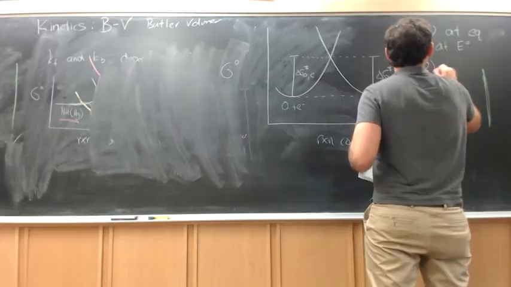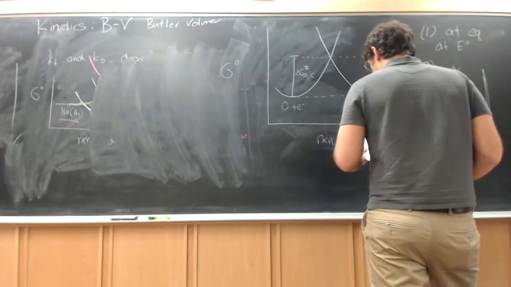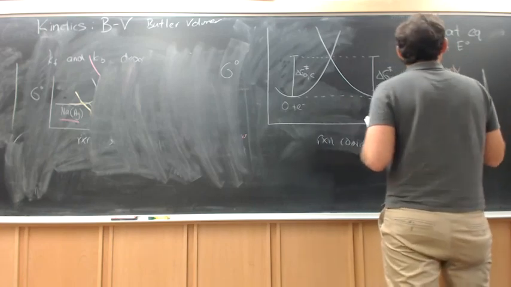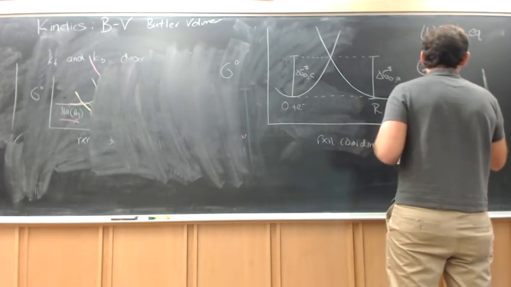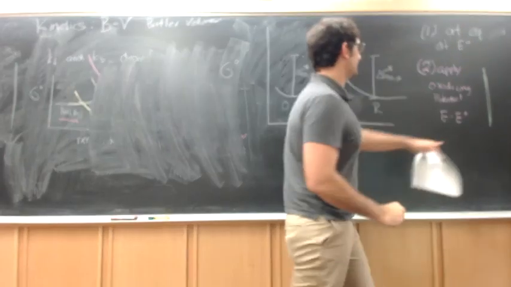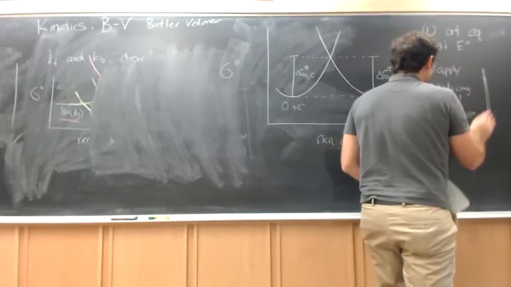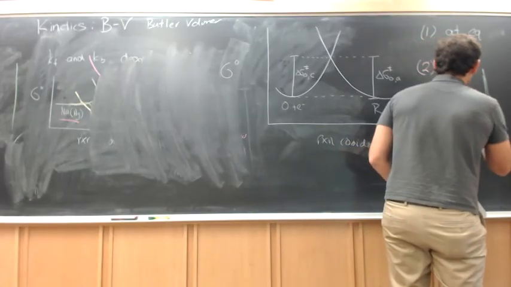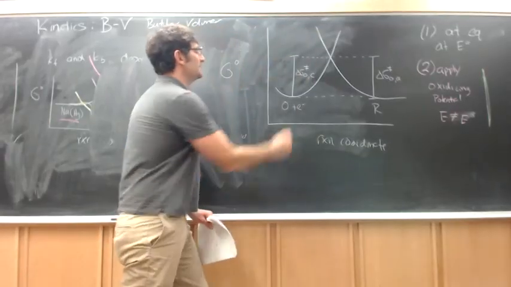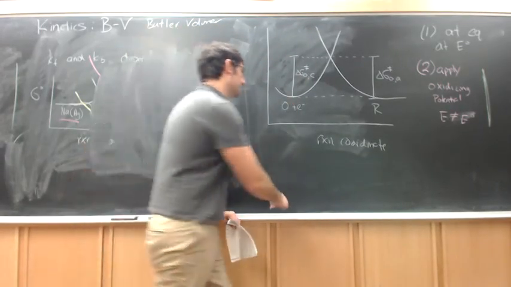Say I apply an oxidizing potential, E minus E naught. So the applied potential is not equal to E naught, right? So I apply some potential E, and that's not equal to E naught. That's a better way to say that. This is for E equals E naught, and I apply an oxidizing potential that's not equal to E naught.